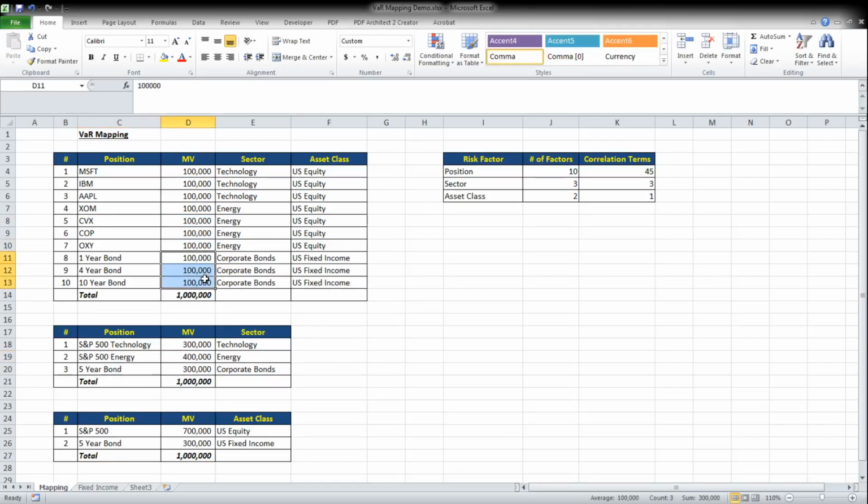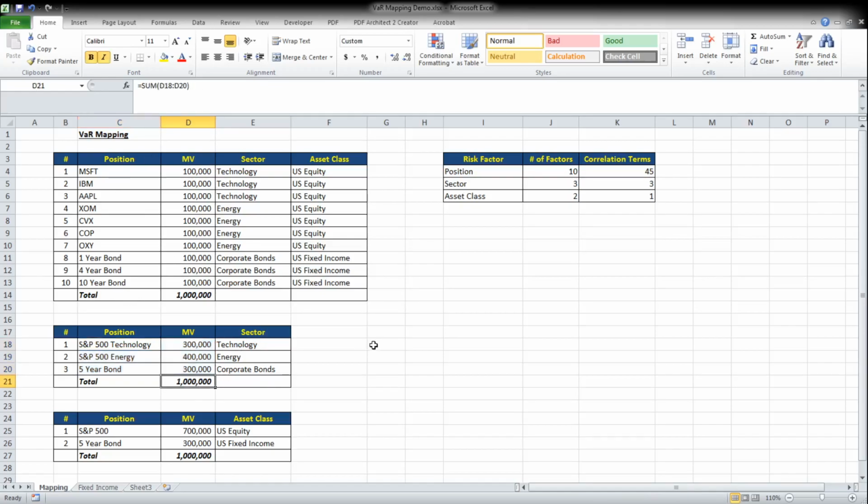And all of our bonds, we have $300,000 invested in corporate bonds with different maturities, but we can pick the average maturity of them. So we have a 1 year, 4 year, and a 10-year maturity on average. We can pick a 5-year bond and say that we have $300,000 invested in a 5-year bond, and our risk will be similar. The risk of this portfolio, the mapped portfolio, we can assume that it's very similar to the risk of the original portfolio.